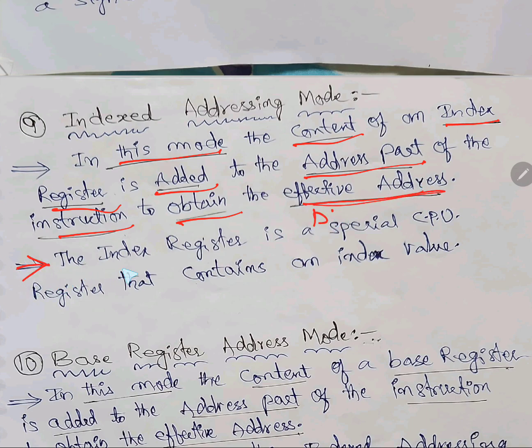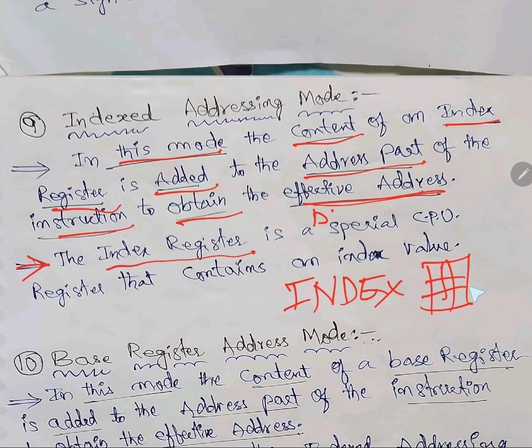The second point is the index register. Just like in our textbook we have an index, in the index there will be a page number. If you go to that page number, we will find the content, the article. Similarly, in the index we will find the address. In that address we will get the operand values. We fetch the operands and do the operation. That is the motto of the topic.